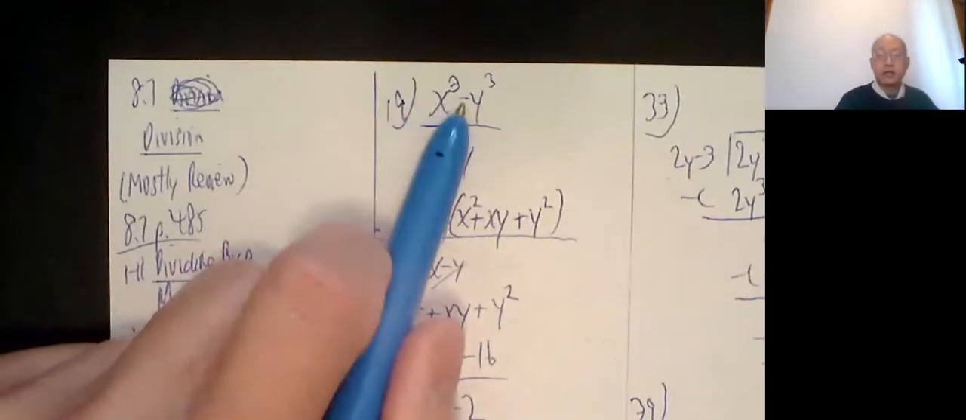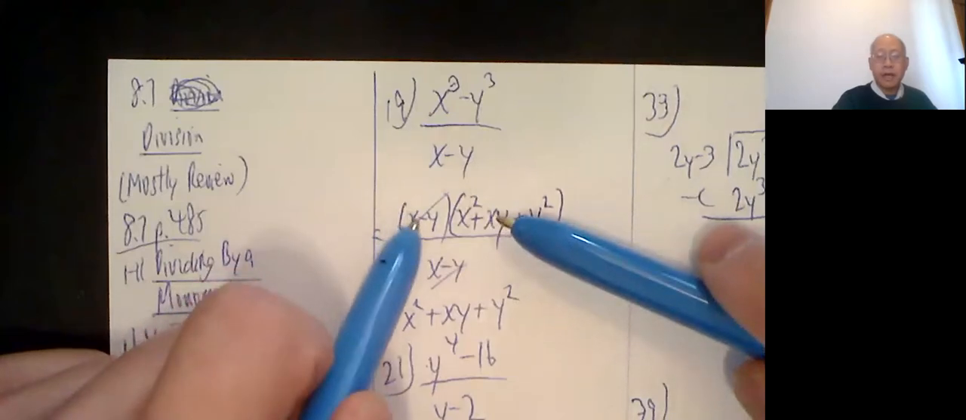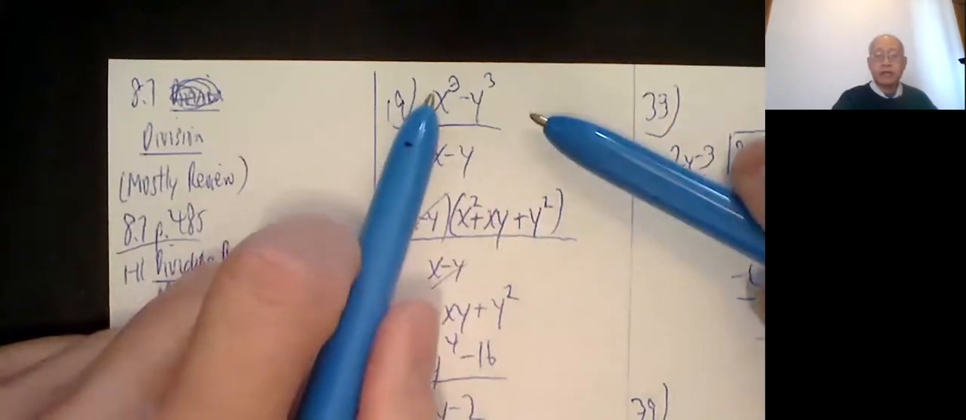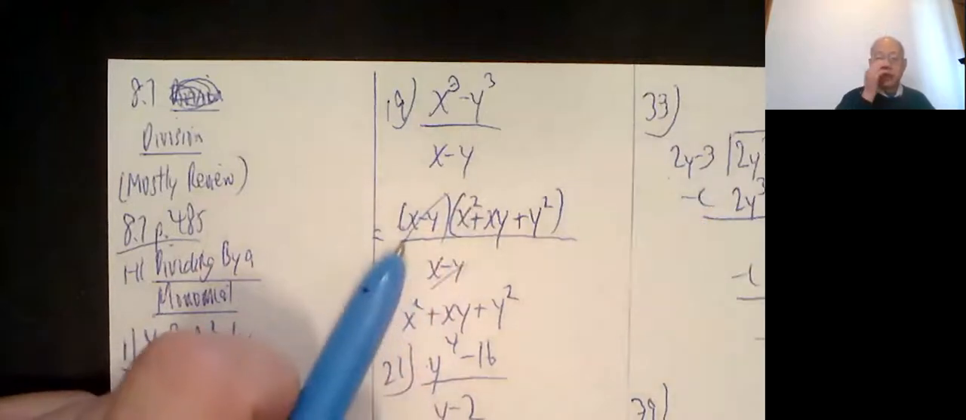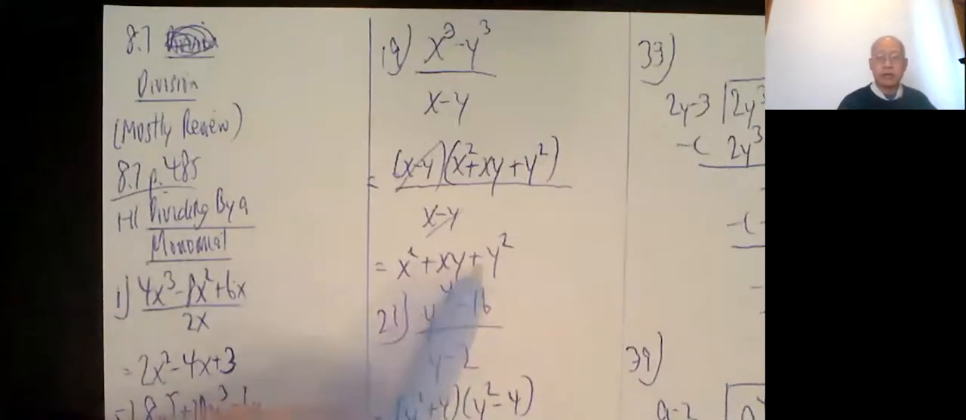19, this is the difference of cubes. So use the difference of cubes formula, x minus y, x squared plus xy plus y squared. That's a difference of cubes formula. And lo and behold, x minus y cancels out. X squared plus xy plus y squared.